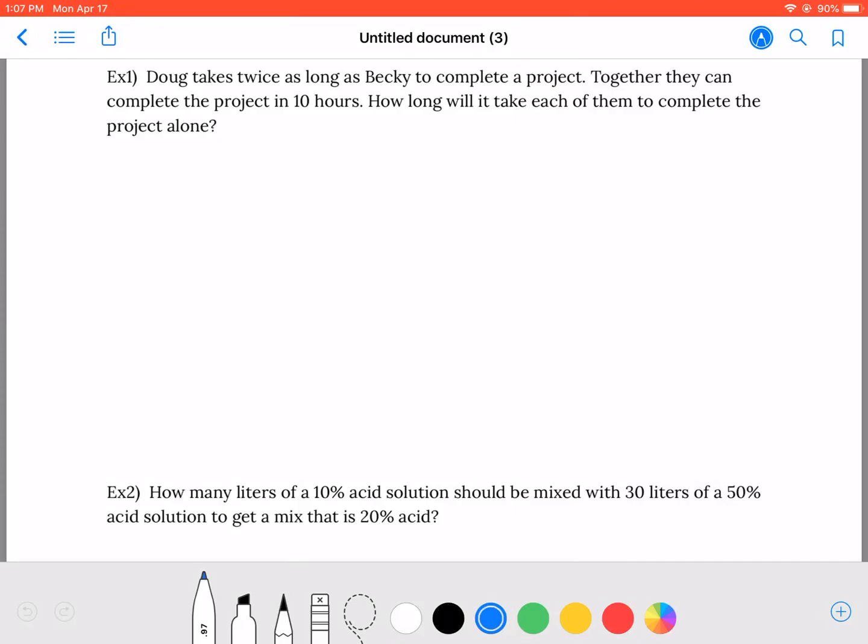So basically we have one project taking X number of hours. Okay, so this is kind of the basic setup for each of these. If Doug was doing it himself, it would be one project over Doug's amount of time. But we also have Becky, who's helping here. So we add the two of them together, and that means that one project is done in 10 hours. Okay, so this is the setup that we're looking at here.